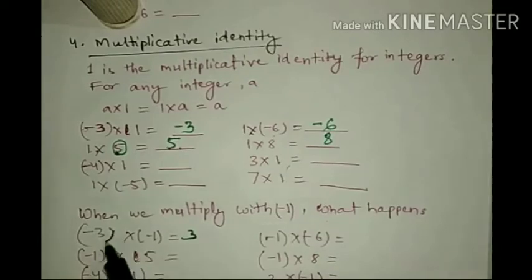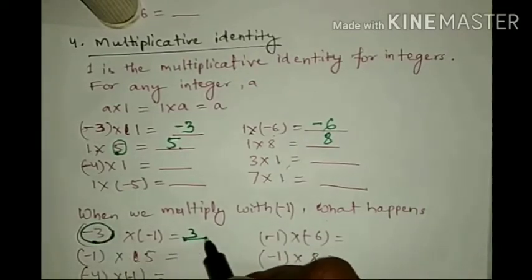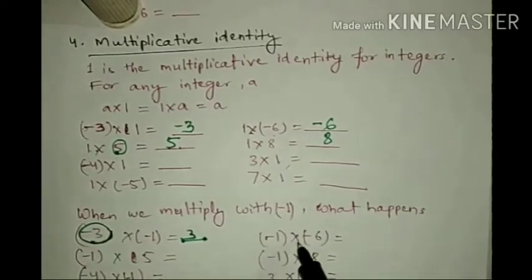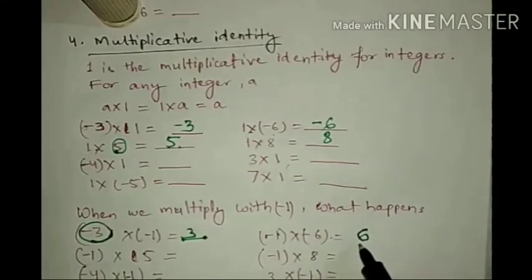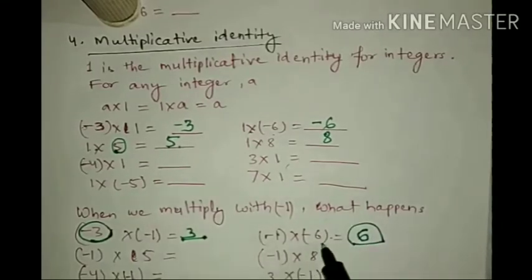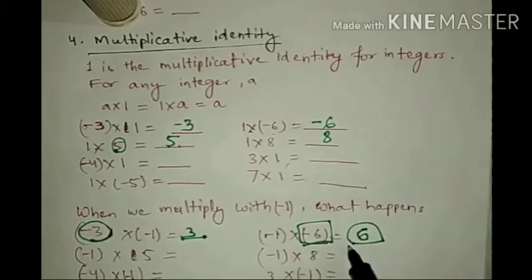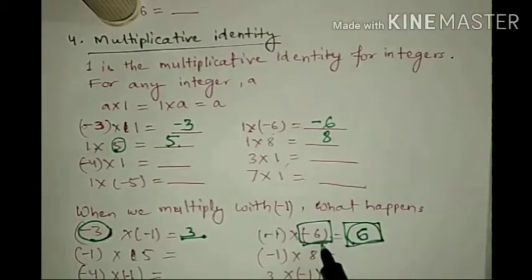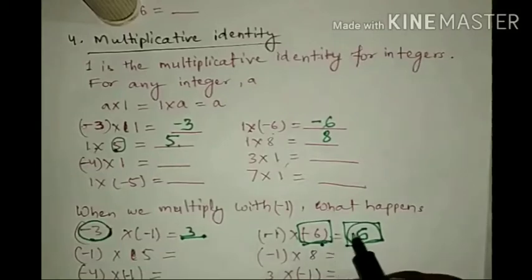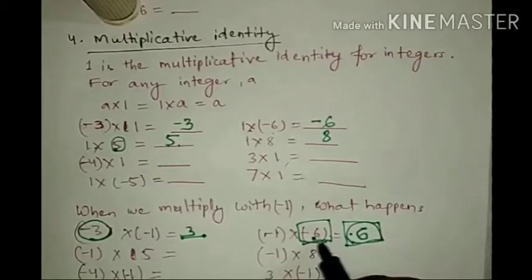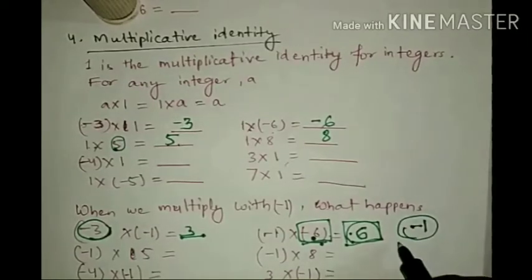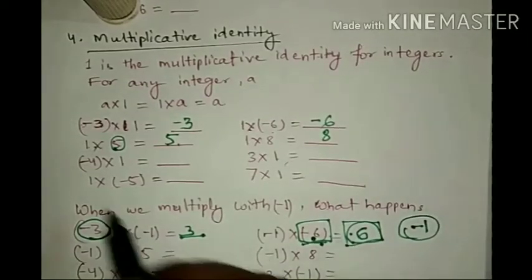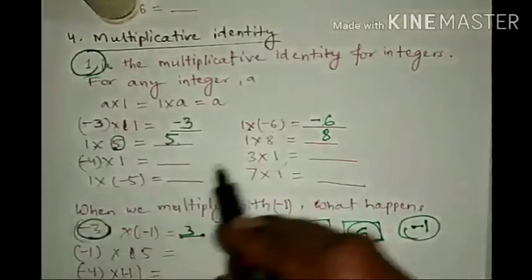So here the integer will change. Next we'll check another integer, minus 1 into minus 6. So minus into minus plus, 1 into 6, 6. So here also, from the original integer, this one is the opposite of the original integer. So here this is not the same integer we are getting. So minus 1 is not a multiplicative identity. Only 1 is multiplicative identity, not minus 1.